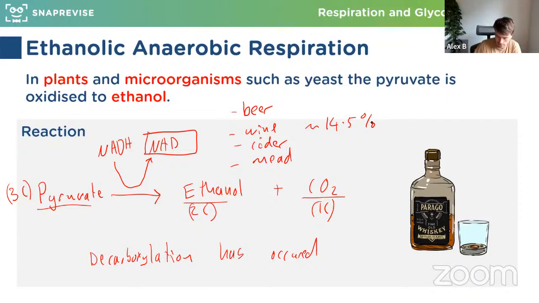So this is being oxidized, and the pyruvate is being reduced. There's basically hydrogens on the pyruvate. Sorry, hydrogens are on the NAD, hence the H here. And this is being given to the pyruvate, and that's what reduces it.